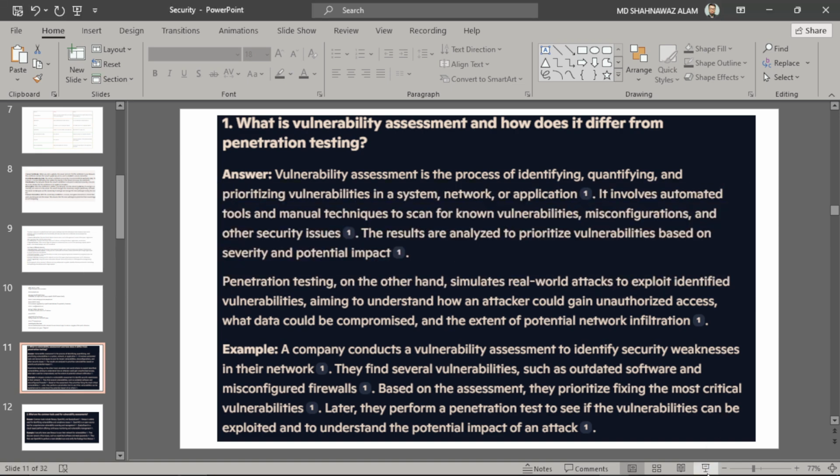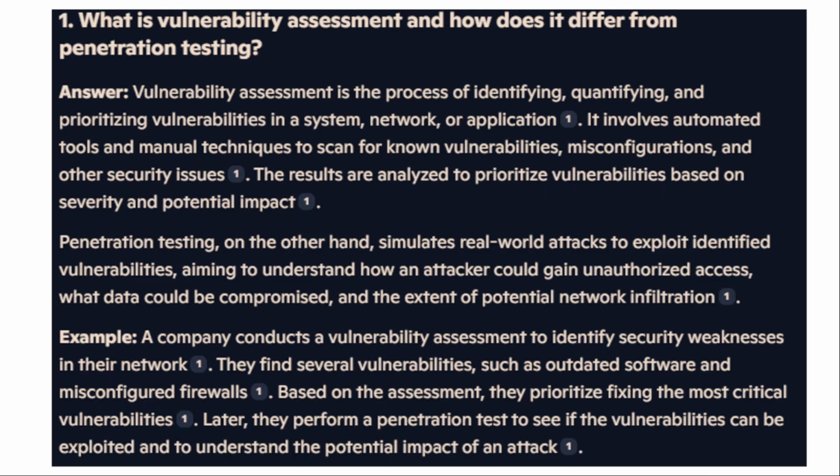So in this video we are going to discuss vulnerability assessment, a few of the questions related to vulnerability assessment. So the first question is, what is the difference between vulnerability assessment and penetration testing?